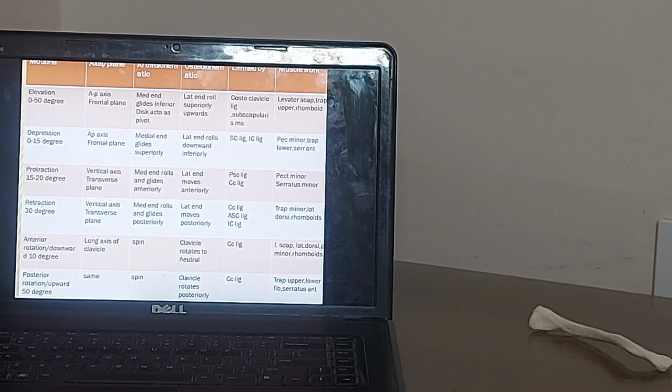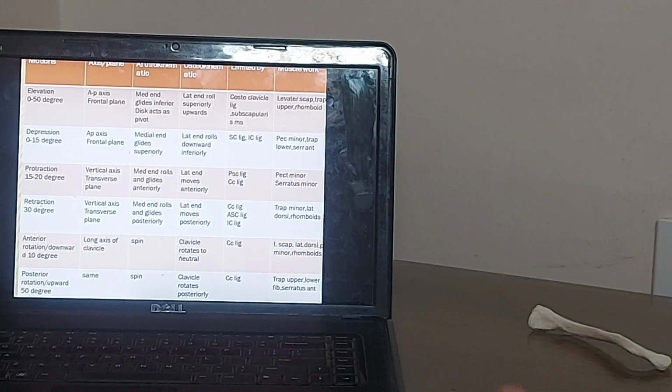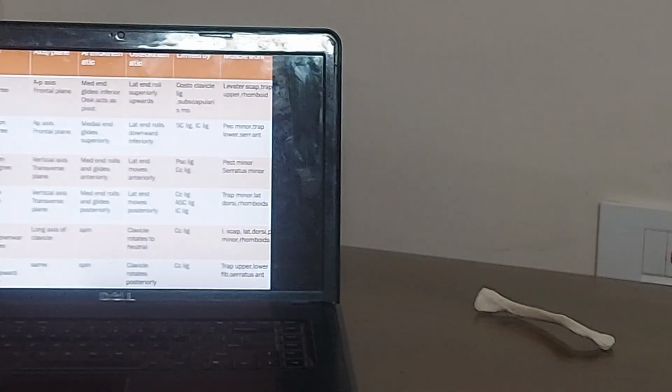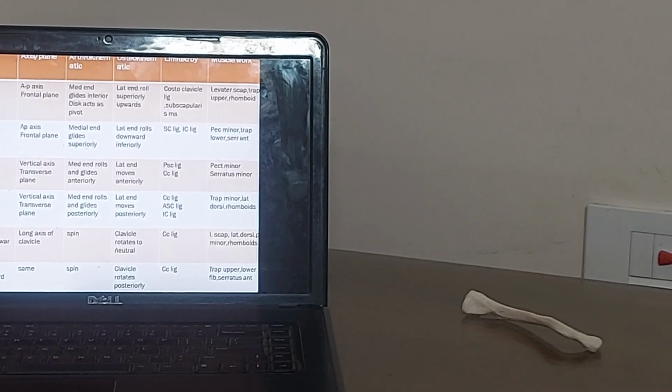I have to describe to you the motions of the joints. I hope you understand this topic, and you will be able to go in depth about how the movements take place in this SC joint.